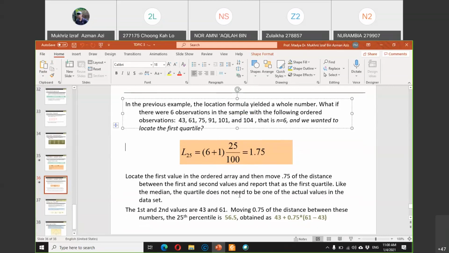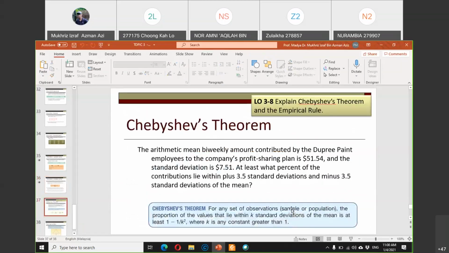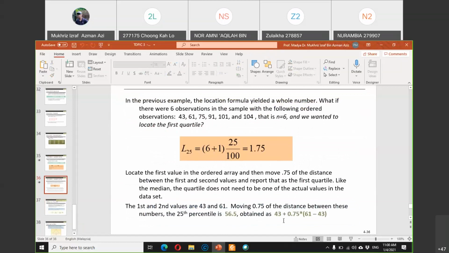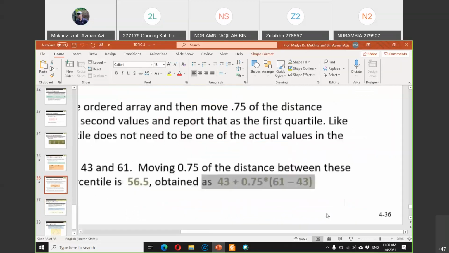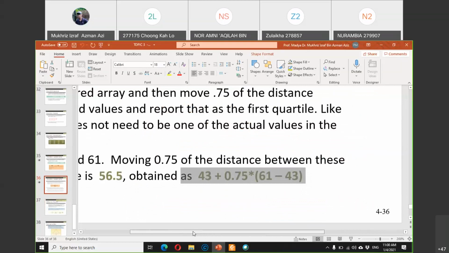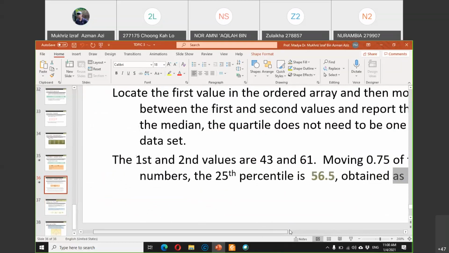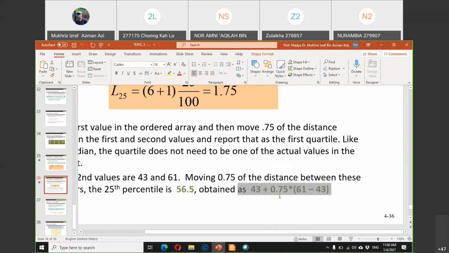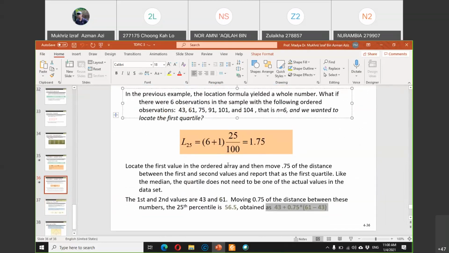So the formula is basically the first number, 43, plus the remaining 0.75 here, multiplied by the difference between 61 minus 43. Okay, and then you get the answer, which is 56.5 based on this simple formula here. So that will be the case for any other number, as long as the number that you obtain is not an exact number. So you need to do a little bit of interpolation.